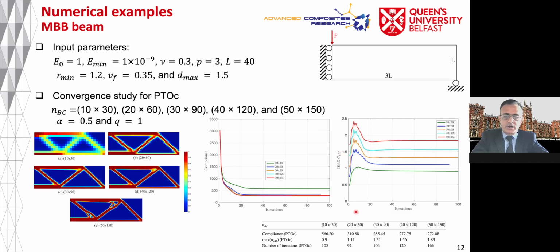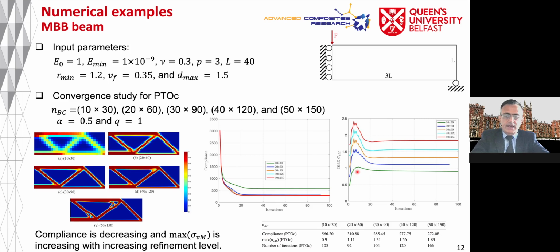And these are also given in the table here: the maximum number of iterations, the maximum von Mises stress, and the compliance for all these values. As you can see, the compliance is decreasing and the maximum von Mises stress is increasing with increasing refinement level, as you would expect.